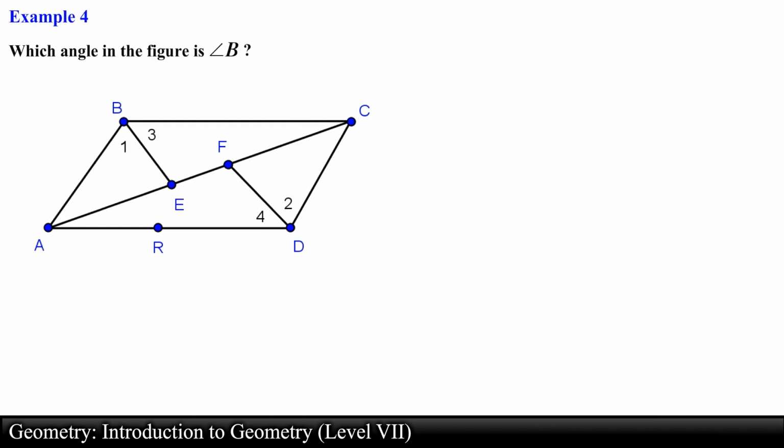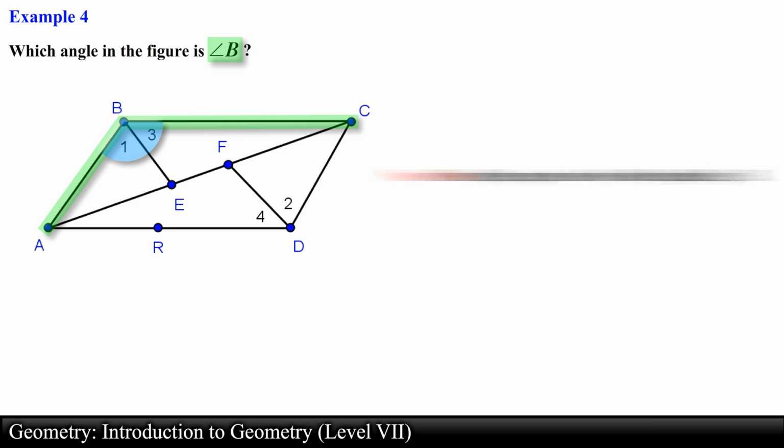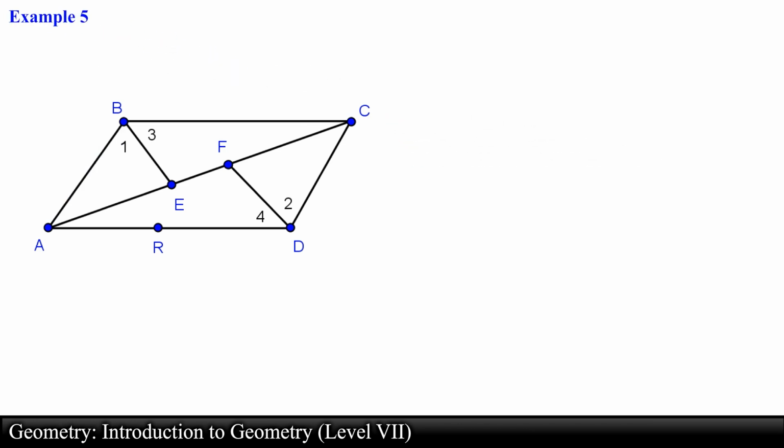Which angle in the figure is angle B? Alright, we are asked to identify which angle can be named as angle B. Notice that point B is the vertex of three distinct angles, specifically angle 1, angle 3, and angle ABC, also known as angle CBA. Since point B corresponds to the vertex of three distinct angles, none of the angles can be solely called angle B. We will need to be more specific and use either the numbers or points to denote specific angles. Alright, now let's try some union and intersection problems.